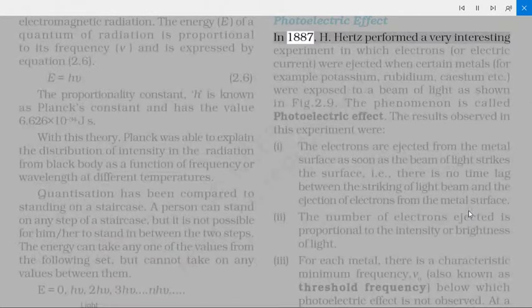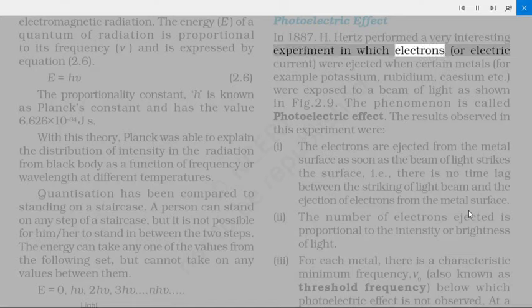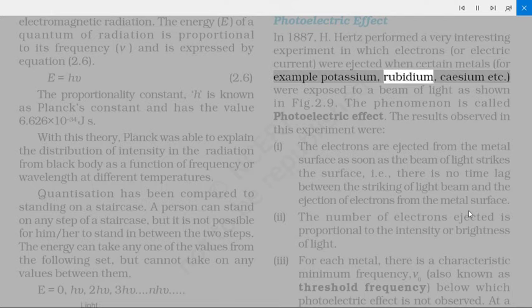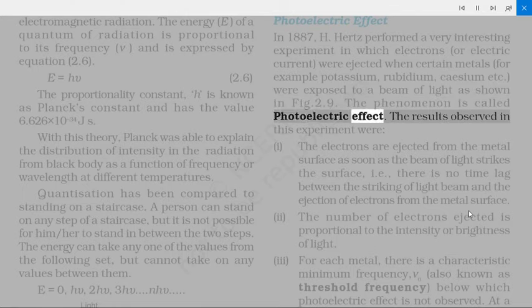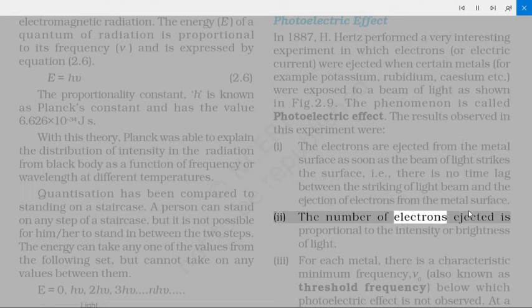Photoelectric effect. In 1887, H. Hertz performed a very interesting experiment in which electrons, or electric current, were ejected when certain metals, for example potassium, rubidium, cesium etc., were exposed to a beam of light, as shown in Fig. 2.9. The phenomenon is called the photoelectric effect. The results observed in this experiment were: 1. The electrons are ejected from the metal surface as soon as the beam of light strikes the surface, i.e., there is no time lag between the striking of the light beam and the ejection of electrons from the metal surface. 2. The number of electrons ejected is proportional to the intensity or brightness of light.